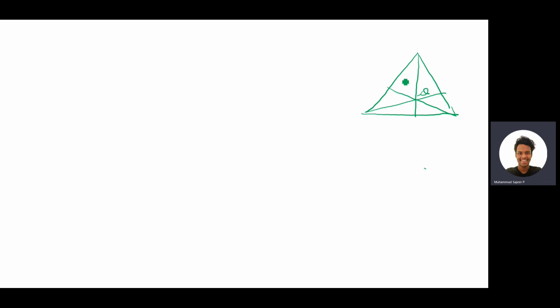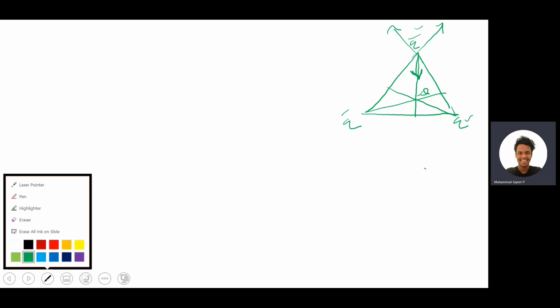Let's go here. Q here, Q here, Q here. So the electrostatic force between this Q and this Q will be in this direction. Electrostatic force between this Q and this Q will be in this direction. And this is a minus charge, so this will be in this direction. Maybe I can use another color.